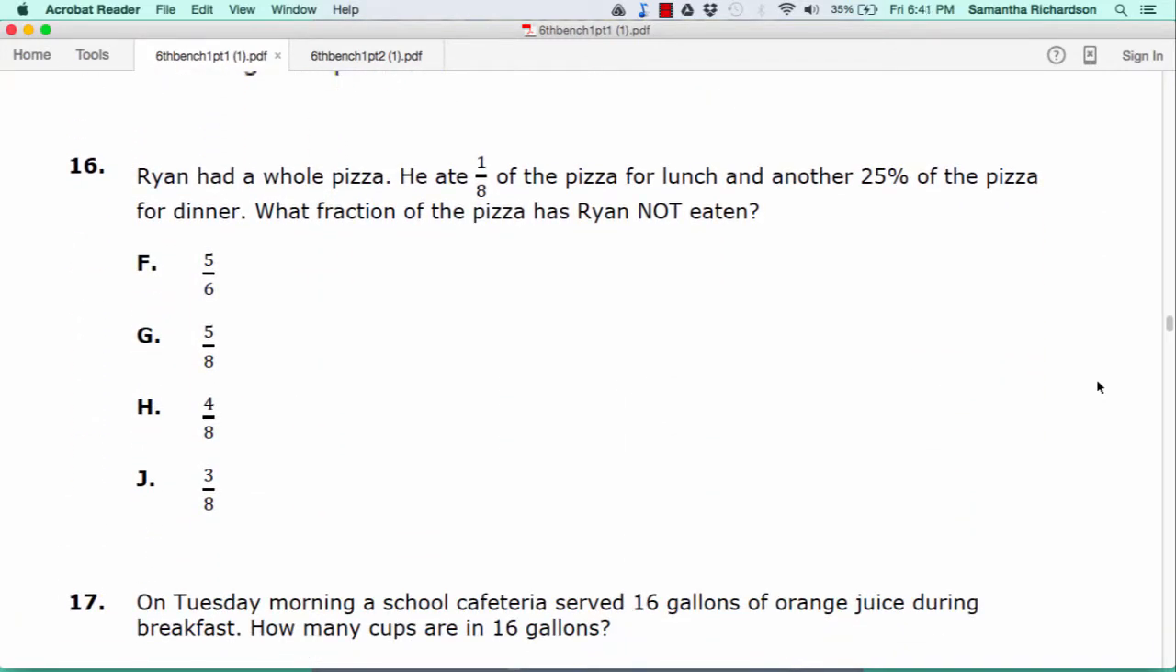Question 16. Ryan had a whole pizza. He ate 1/8 of the pizza for lunch and another 25% of the pizza for dinner. What fraction of the pizza has Ryan not eaten? F. 5/6. G. 5/8. H. 4/8. J. 3/8.